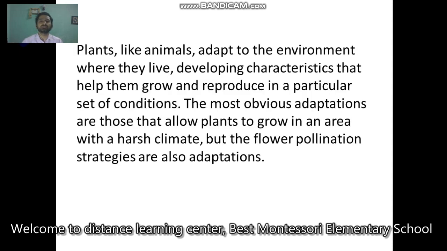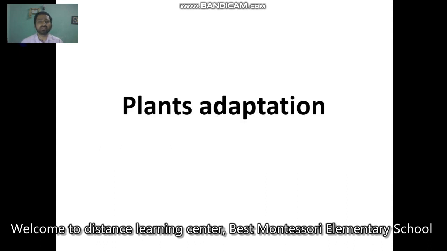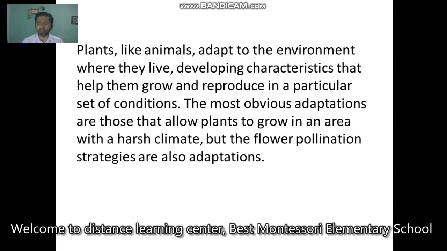Moving on, first, what is adaptation? It means adapting themselves to the environment they live in. Every plant, like animals, develops different characteristics so that they can help themselves to grow in the conditions where they live. There are many adaptational characteristics, and they differ according to the plants that live in different scenarios, different environments.